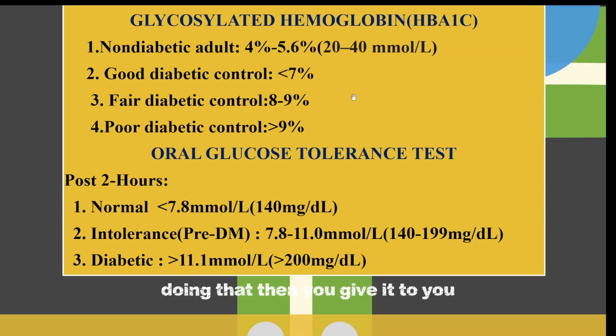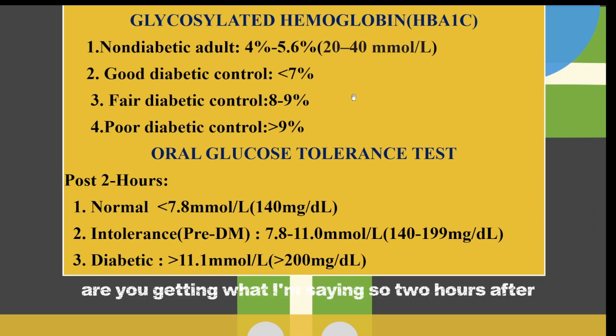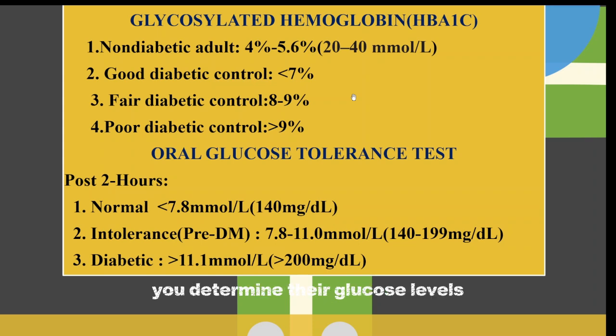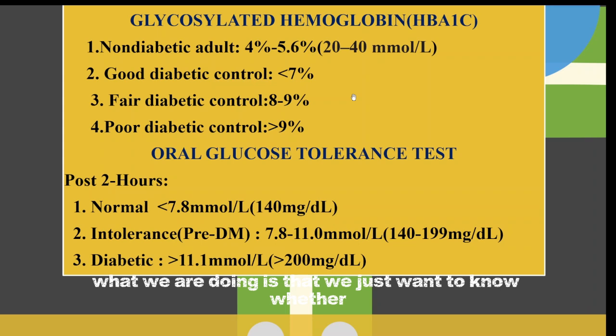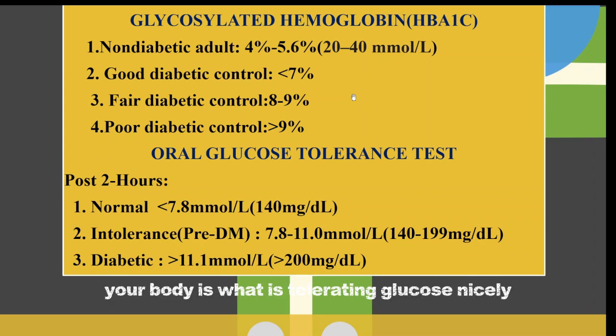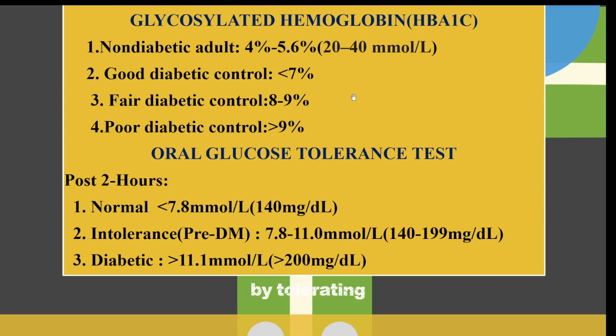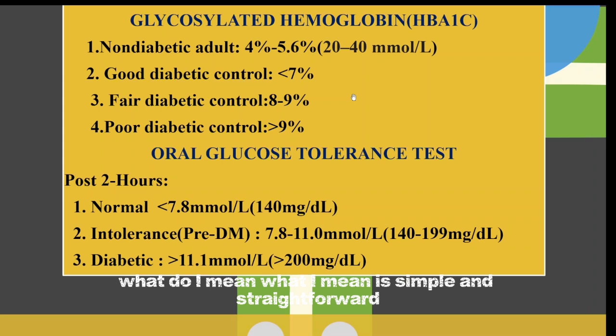So after doing that, you give it to the patient. After giving it to the patient, then 2 hours after, are you getting what I'm saying? So 2 hours after, you determine their glucose levels. That is called the oral glucose tolerance test. What we are doing is that we just want to know whether your body is tolerating glucose nicely. By tolerating, what do I mean? What I mean is simple and straightforward.